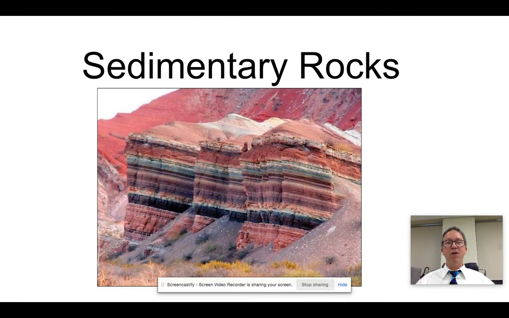Okay, sedimentary rocks. Look how beautiful they are. Oh, have you ever been to the American Southwest? You'll see them. They're just so beautiful. Okay, let's talk about them.